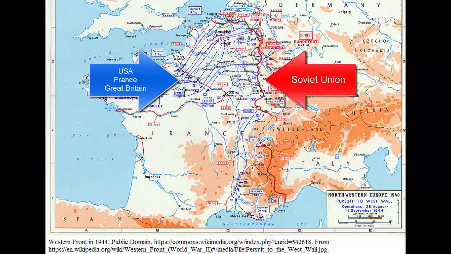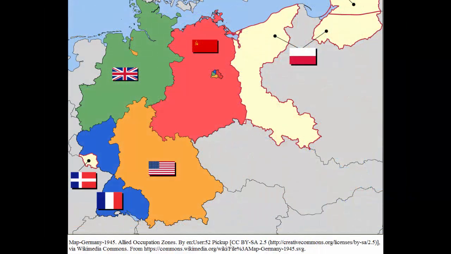When the war ended and it came time to re-establish the German government and economy, the Soviets wanted it to be communistic, and the United States wanted it to be capitalistic, and so that is how we ended up with a divided Germany and the city of Berlin in contention.